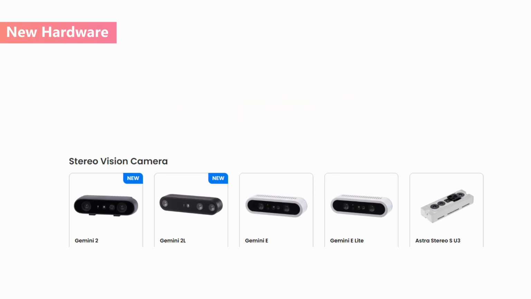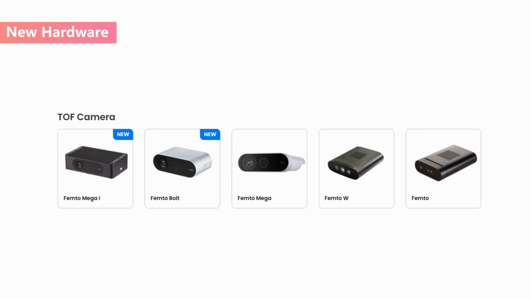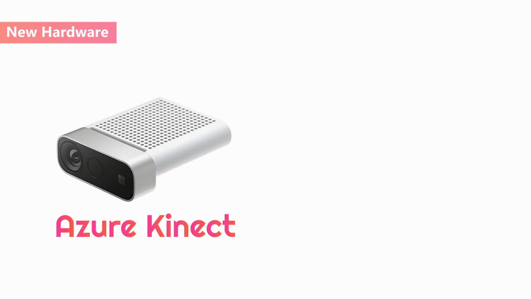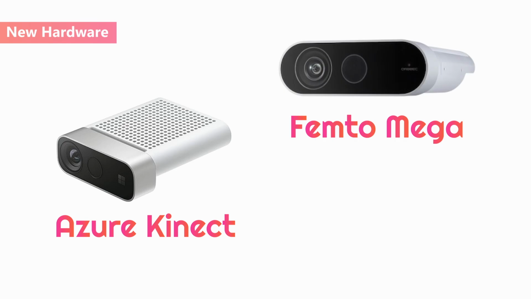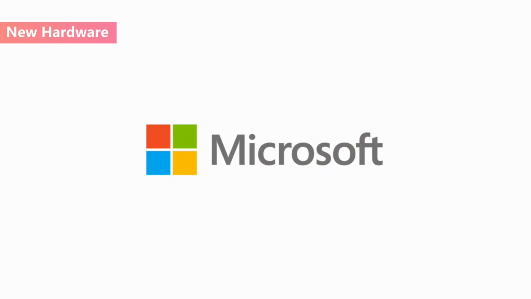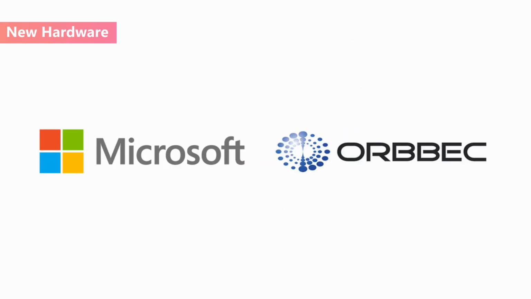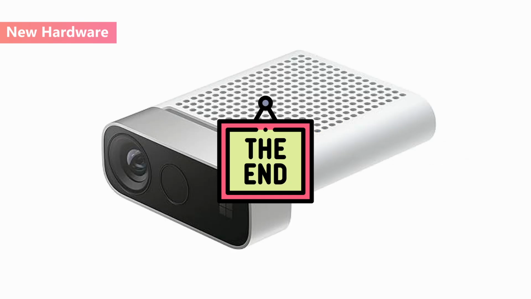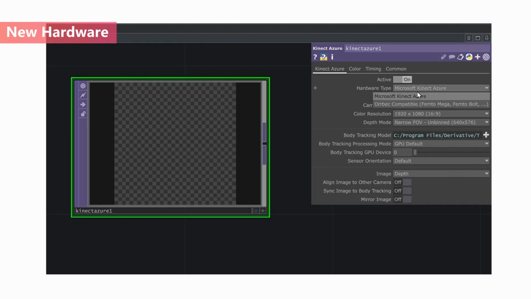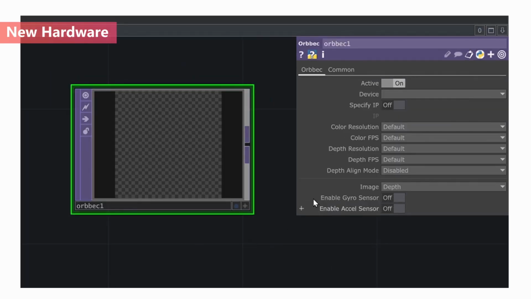Orbbec. Orbbec is a developer and manufacturer of 3D cameras and other sensors that can be used within TouchDesigner. This can be an alternative to the Azure Kinect. Especially Femto Mega and Femto Bolt will be a new standard, because Microsoft partnered with this company since they ended production of Azure Kinect. In TouchDesigner, you can use them with the Kinect Azure TOP, and other models with the Orbbec TOP.